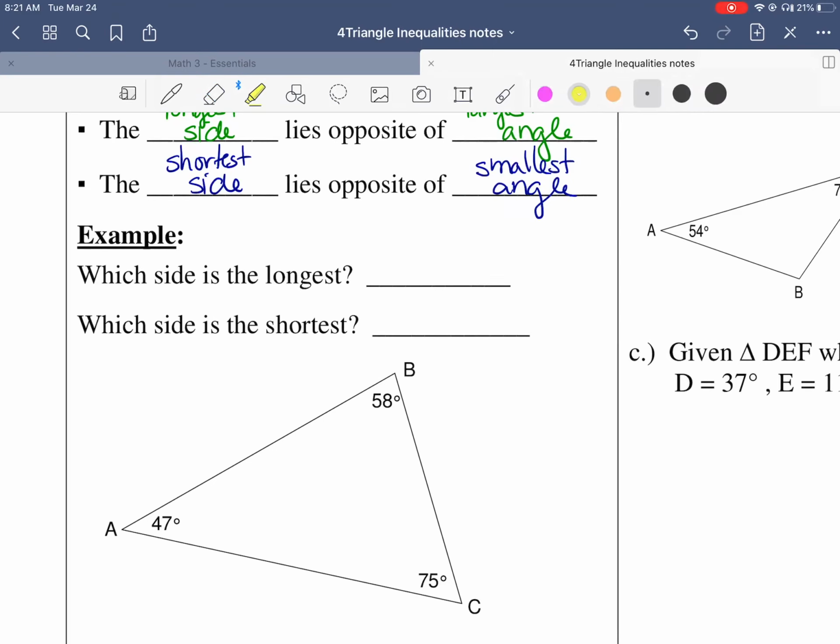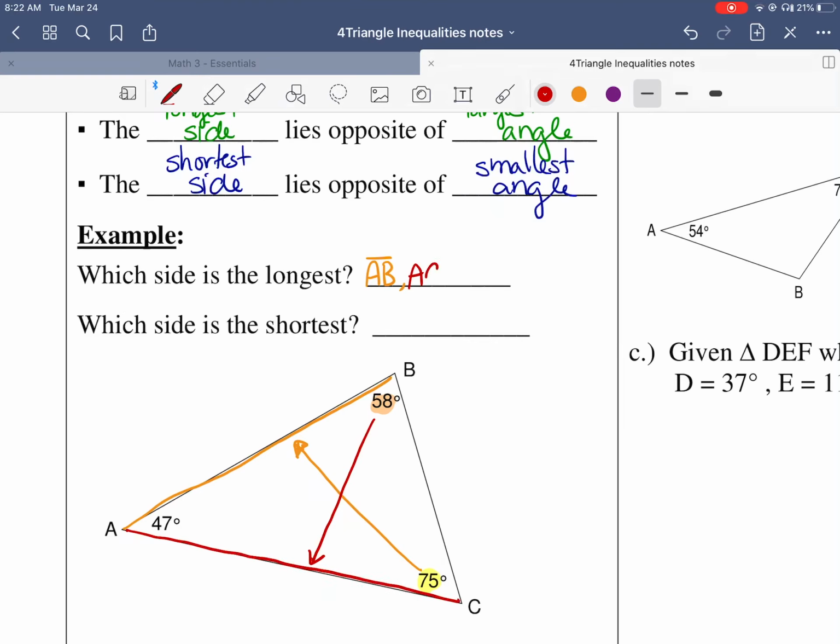All right, longest, I'm going to look for the biggest angle. 75 is the biggest. I need to go across the triangle to a side that is not touching C. That is the side right here. Remember, when you label a side, you use both endpoints. So AB. Right. Between 58 and 47, 58 is larger. If I go directly across, I'm over here. On this side right here, which again we use two letters, AC.